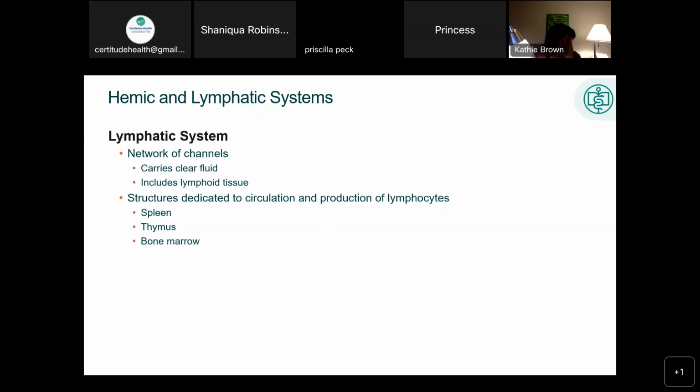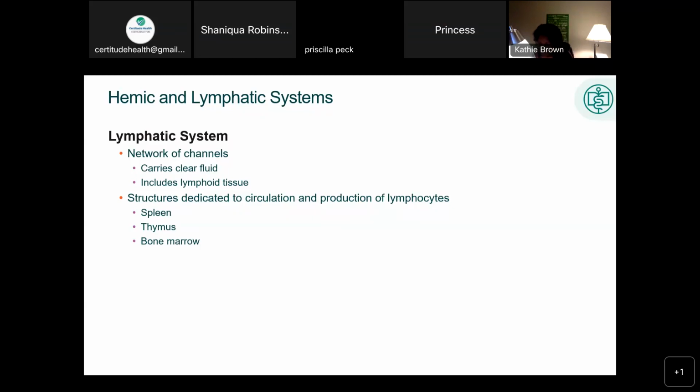And then the consistency or the color of the fluid begins to change. So structures that are dedicated to circulation and production of lymphocytes would be our spleen, our thymus, and our bone marrow. Bone marrow is the housing place of blood formation. We talked about this before. And so if someone has leukemia, it's going to first affect their bone marrow, then their blood, throughout their entire body. So that's what makes that condition so very harmful to the body.